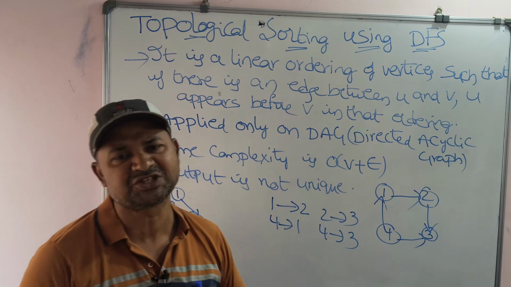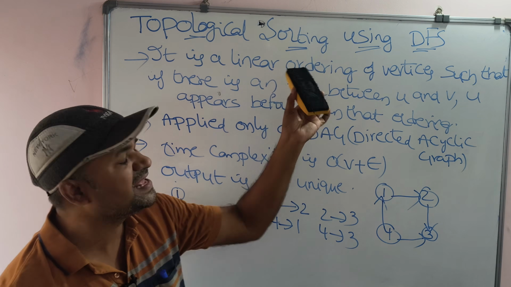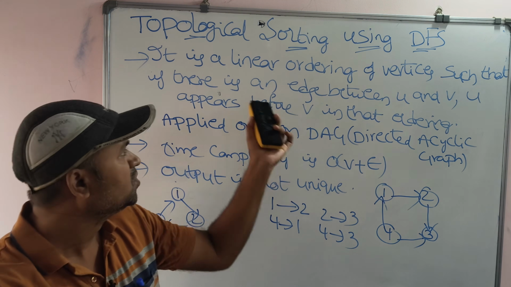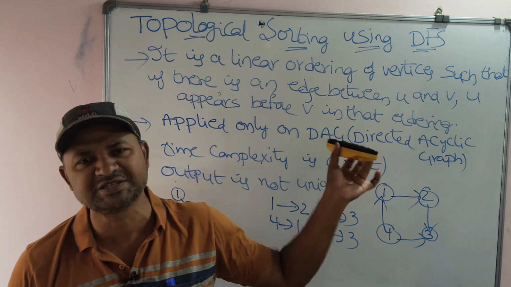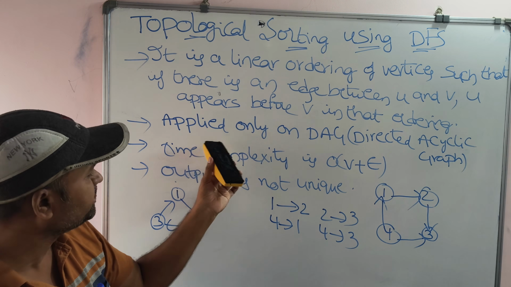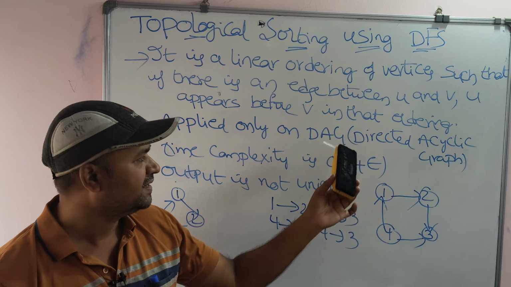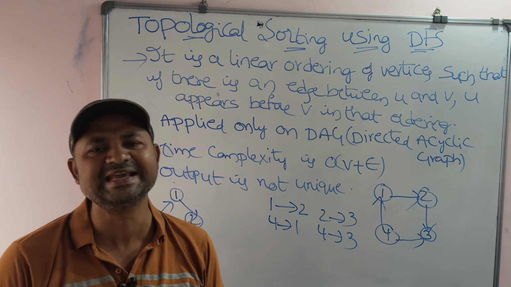So topological sorting is mainly useful for linear ordering of the vertices. In order to order the vertices in a linear manner, we can use topological sorting. Topological sorting is mainly applied on a DAG. DAG stands for directed acyclic graph.